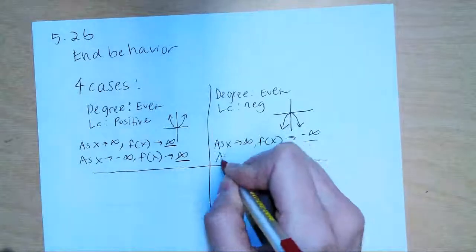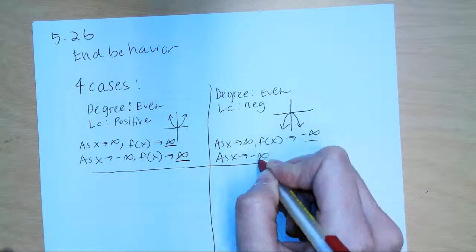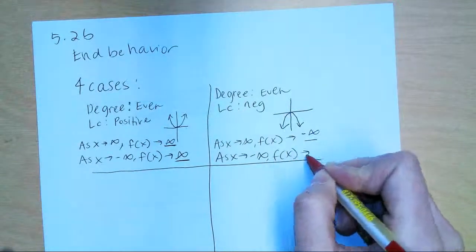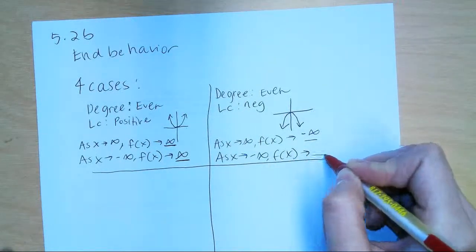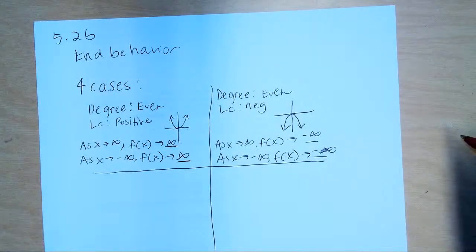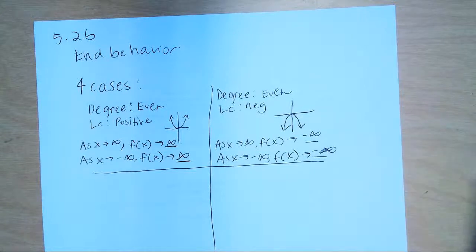And then as x approaches negative infinity, so as x is going to the left, f of x is doing what? Yeah, also down again, negative infinity.